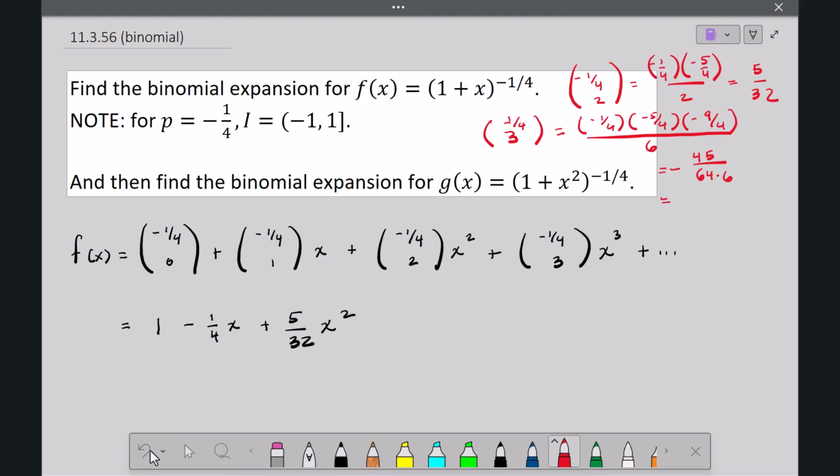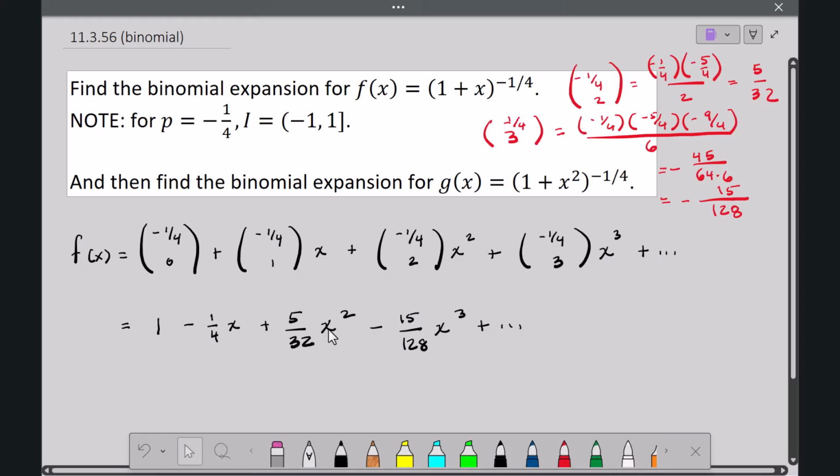And right away I see that a 3 will go into the denominator twice, into the 6 twice. So that'll give us a 128 in the denominator. And the 3 will go into the numerator 15 times. And that is going to give us -15 over 128 multiplied by x cubed. 4 non-zero terms, we're good to go. There is the power series expansion for that function, for f.